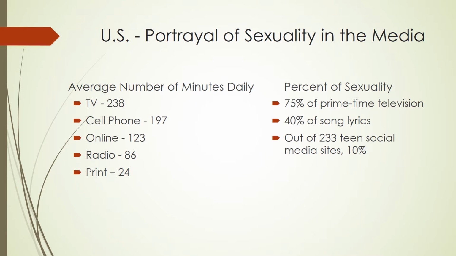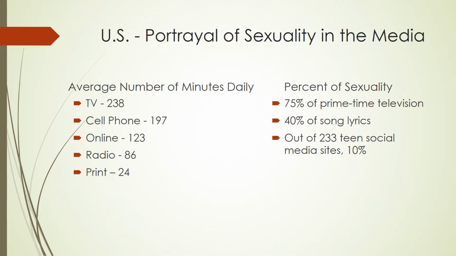On the left, it shows the average number of minutes daily a U.S. citizen spends on each media platform. Watching television, 238 minutes; cell phone use, 197 minutes; online use, 123 minutes; radio, 86 minutes; and print, 24 minutes.